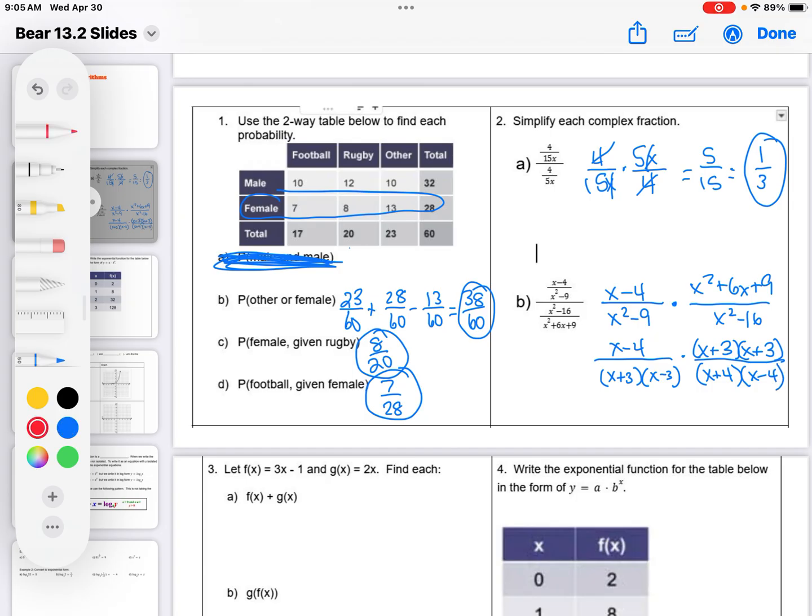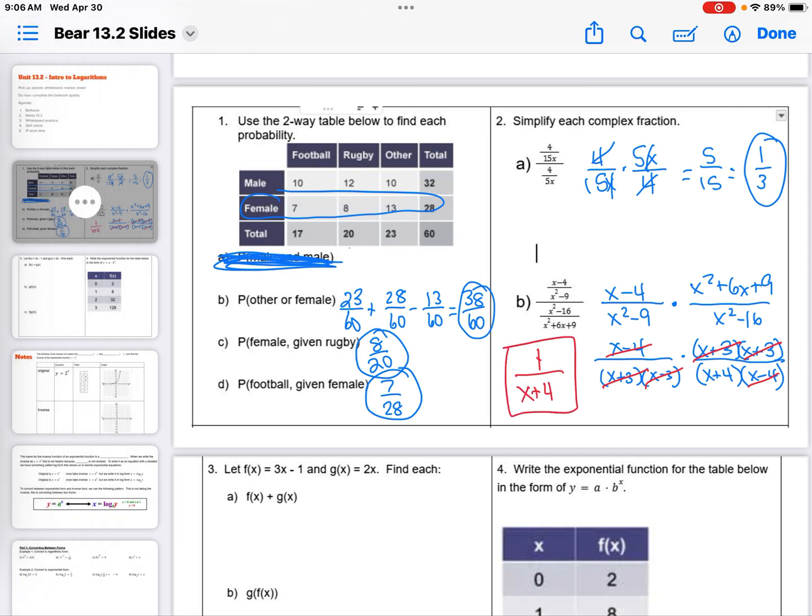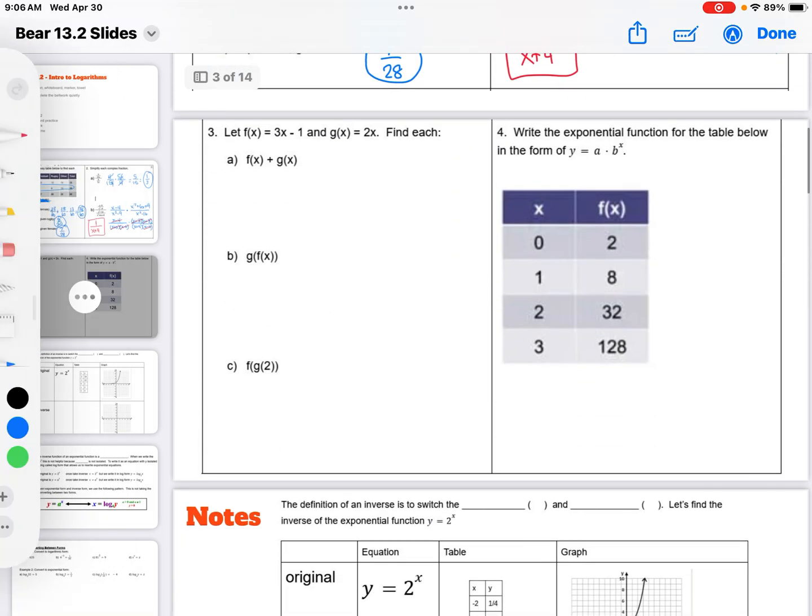So then we do our canceling. So I can cancel out an x minus 4 and an x minus 3 and an x plus 3. So all that's left is 1 over x plus 4. Okay. All right, next problem.